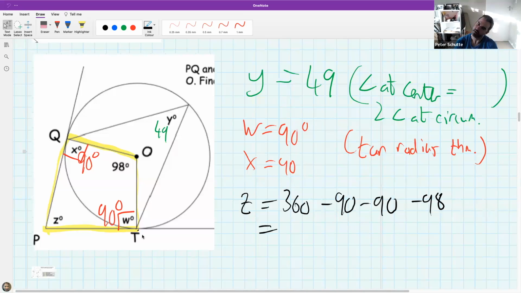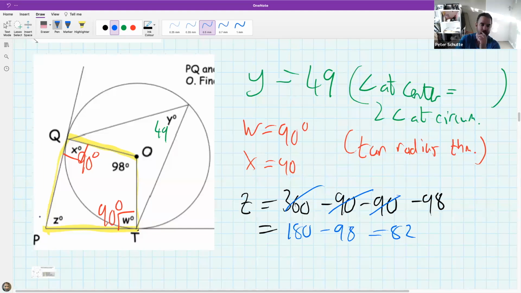I wanted to know how we got 82. Okay, we haven't got 82 yet, but if we take 360 and we take away 90 and we take away 90, we've taken away 180 and we get left with 180 minus 98. Are you okay with that so far? Does that make sense? Yes. But now if you take 180 minus 98, you're actually going to get 82.